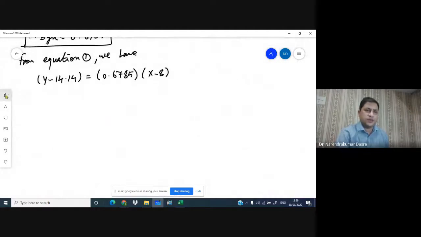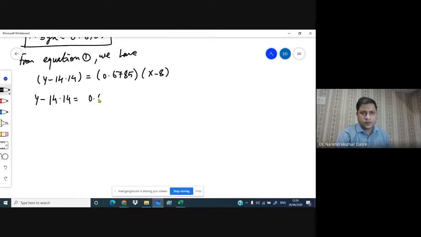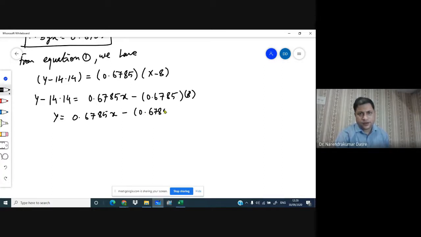Now simplify this equation. So you'll have y minus 14.14 equals 0.6785 times x minus 0.6785 times 8. So you got y is equal to 0.6785 times x minus 0.6785 times 8 plus 14.14. So please give me what this constant is.